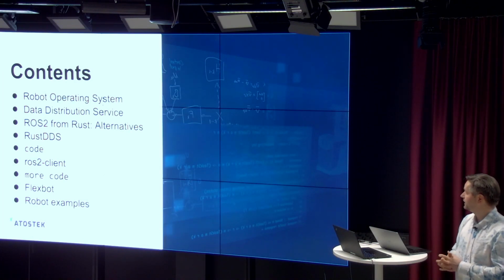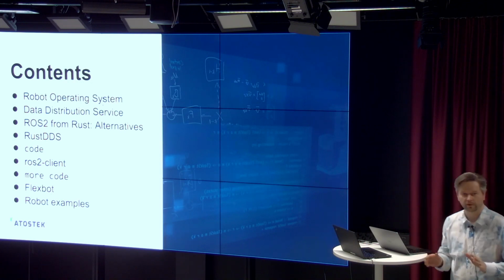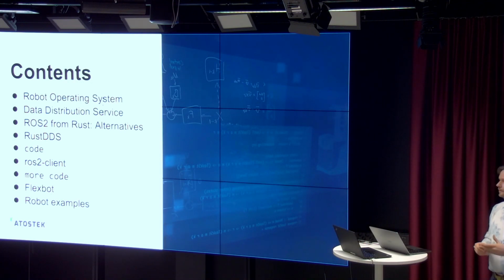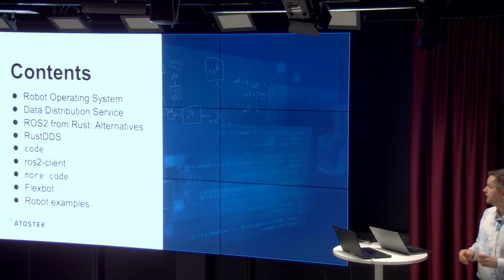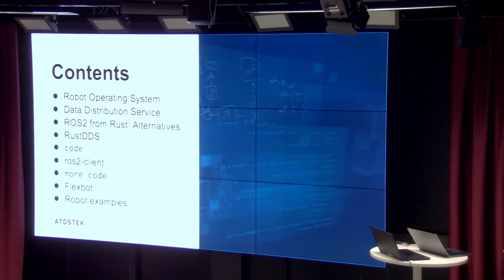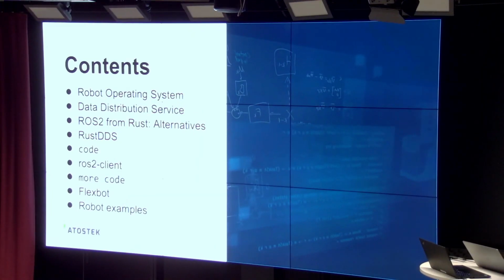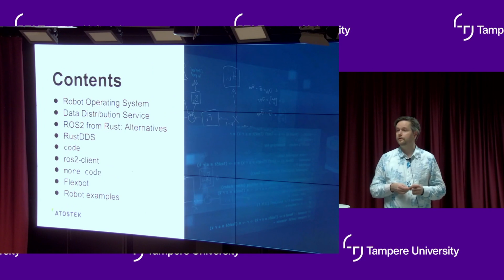Today's topics: the Robot Operating System. Who has heard of it? Hands up, please. Okay, so some of you, but maybe not quite half. It's a framework for programming mobile robots. Then something more exotic, the Data Distribution Service. That's because that's the underlying technology in the current Robot Operating System, or ROS version 2.